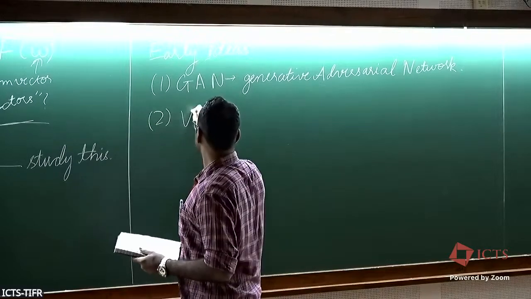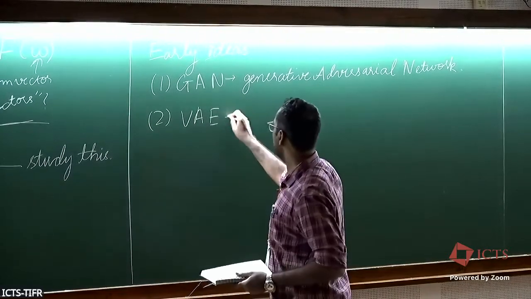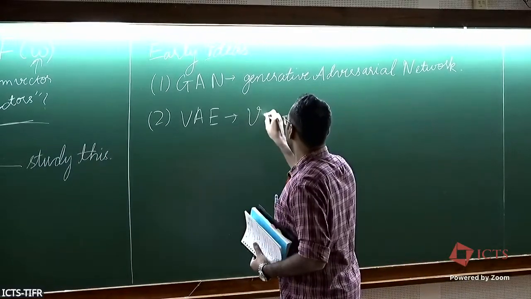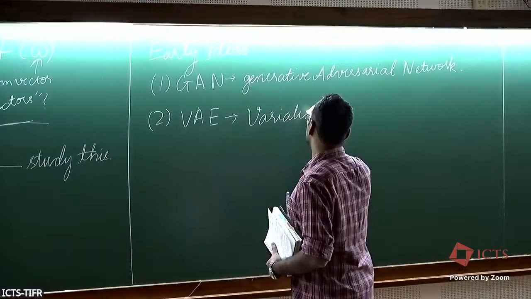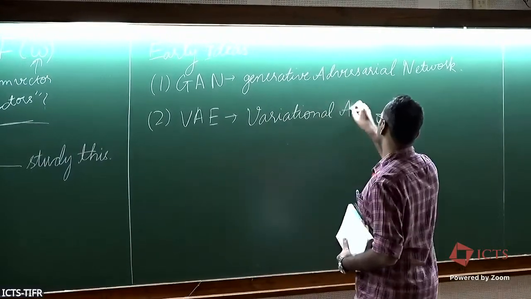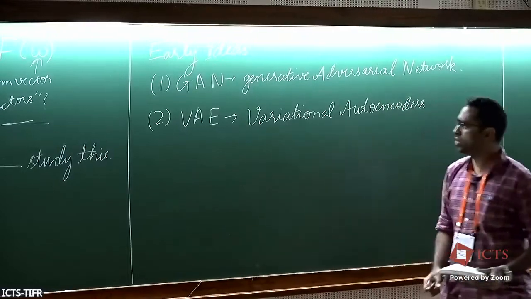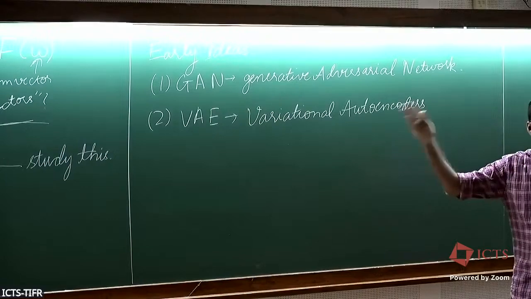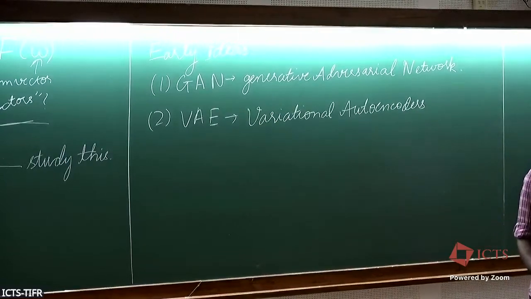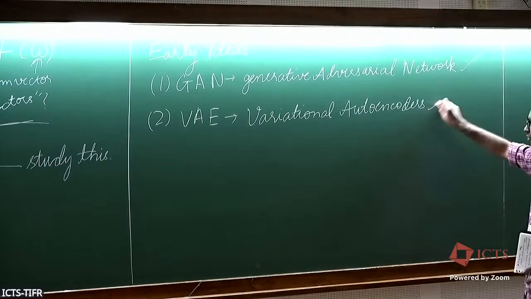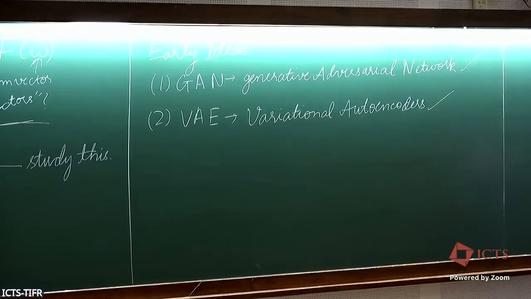And the second one is VAE. Does anyone know what a VAE is? Okay, good. Variational autoencoders. Okay, so variational autoencoders are more stable to train. It's very easy to train, but they suffer in terms of quality. GANs have high quality, but it's very hard to train unless you find the magical hyperparameters. And VAEs are very easy to train, but they suffer in terms of quality. It's very hard to get good quality.